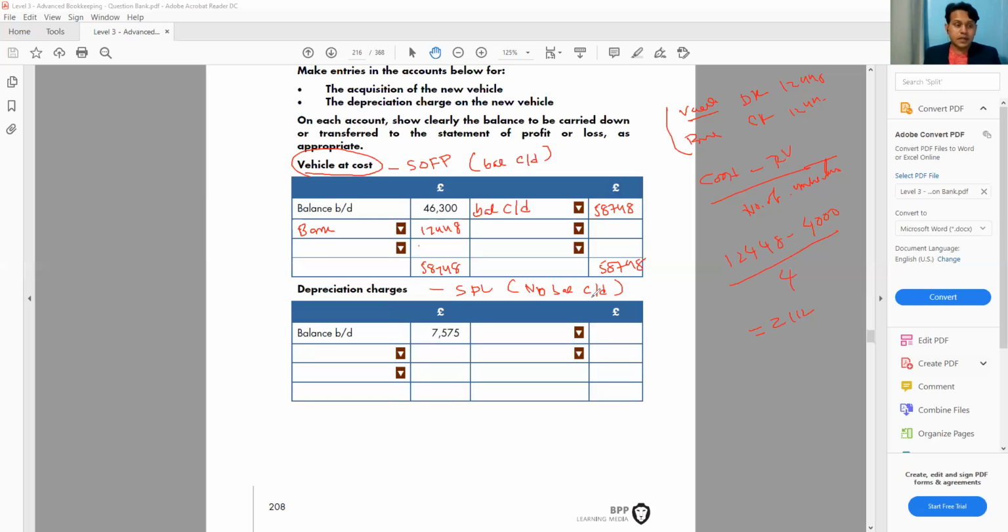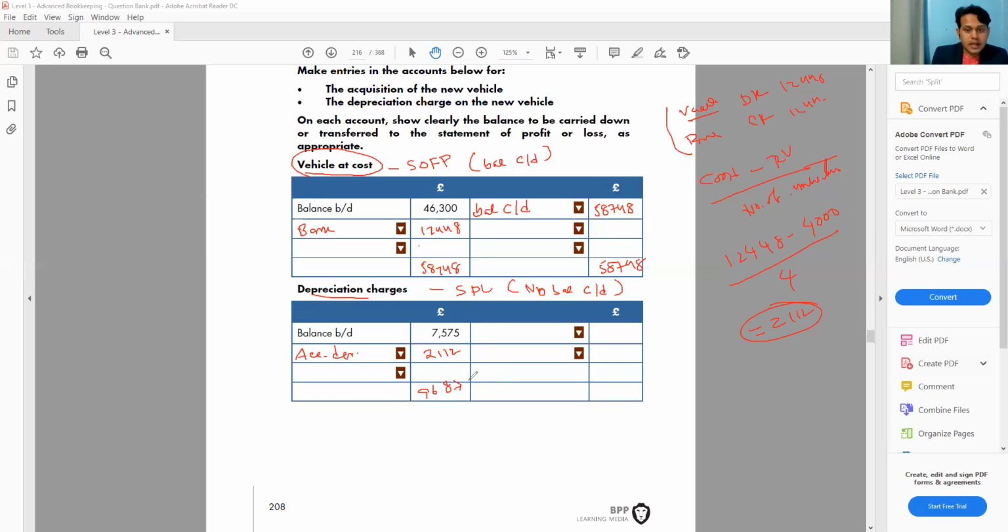All right, the next one we have here is the depreciation charge. Depreciation is a debit. So on the debit side, I'm going to write the accumulated depreciation. How much is the depreciation we have? I'm going to write ACC depreciation, that is 2,112. This is the depreciation for the new vehicle for this current year. So my total depreciation will now be 9,687.